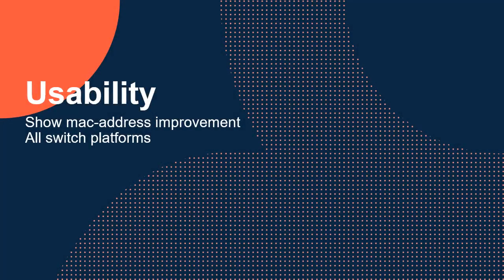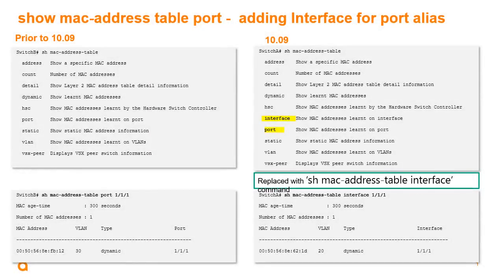And the last one is the show MAC address improvement affecting all switch platforms. So let's have a look at this one. It's the last one in our list. So what is the output change on the show MAC address table? So on the left, prior to 10.9, if we did a show MAC address table and put a question mark, we will get the option to have show MAC address table port and then the interface number. So that is now being replaced with show MAC address table interface as part of 10.9, as you can see highlighted on the right.